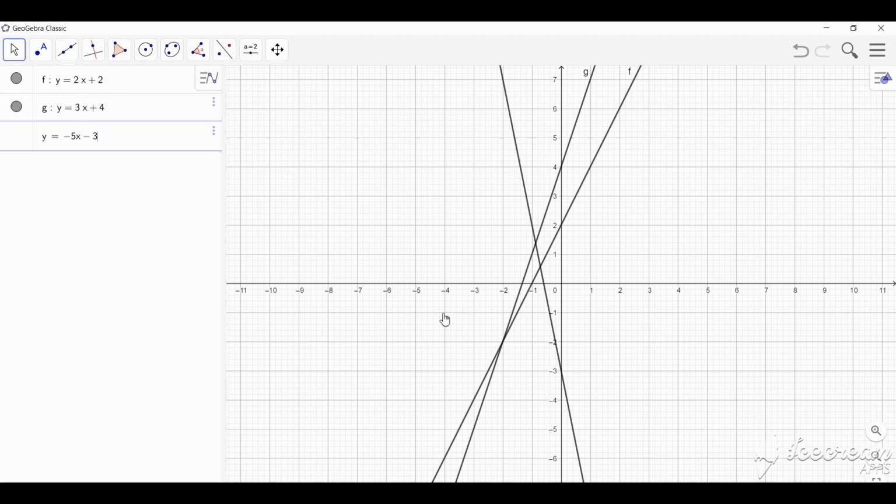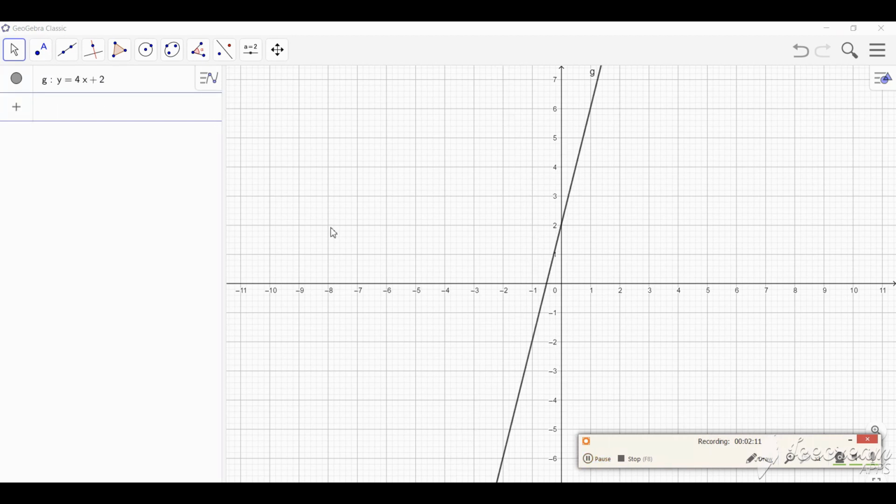But we're going to show you how all of this is connected in terms of the equation of a straight line. Once again, I've introduced a new line, which is y equal 4x plus 2. Notice that this line cuts the y-axis at 2. So we're saying this value here always seems to be the value where it cuts the y-axis. In other words, the y-intercept is always going to be a part of the equation.